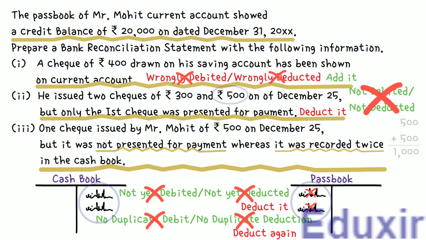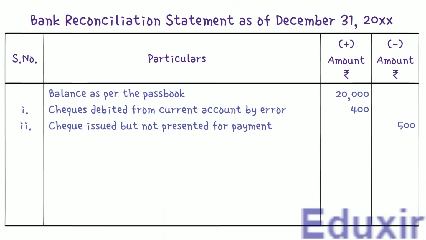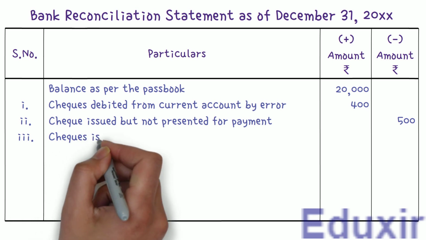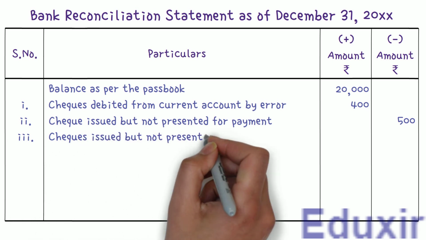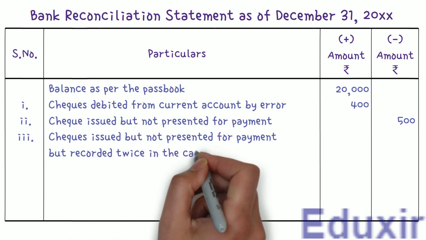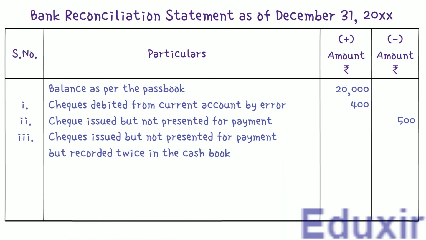With this analysis at our disposal, let us now proceed with the recording of these details into the bank reconciliation statement. Let us first write the serial number. Let us then write the particulars as checks issued but not yet presented for payment but recorded twice in the cash book. Let us now write this amount of 1000 rupees in the minus amount column. That completes the recording of these details into the bank reconciliation statement. In fact, we have completed the recording of all the details into the bank reconciliation statement.